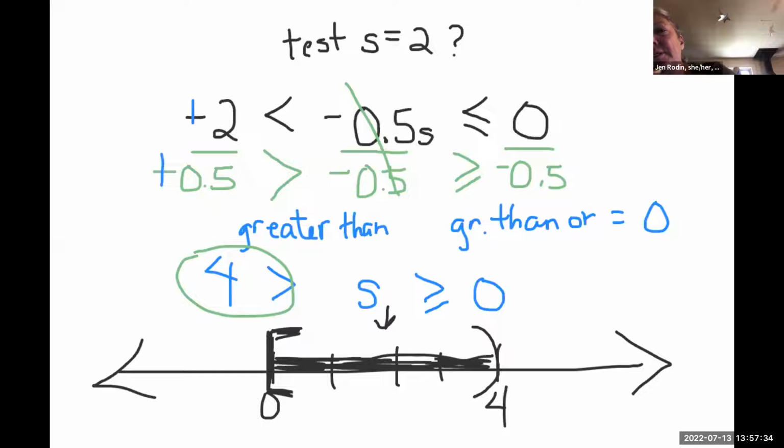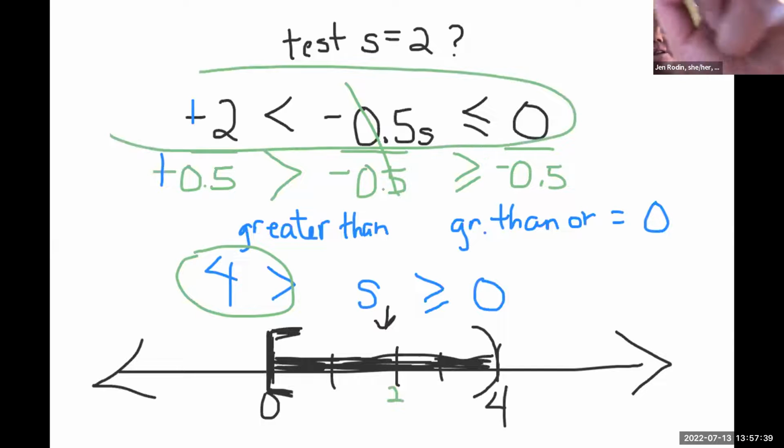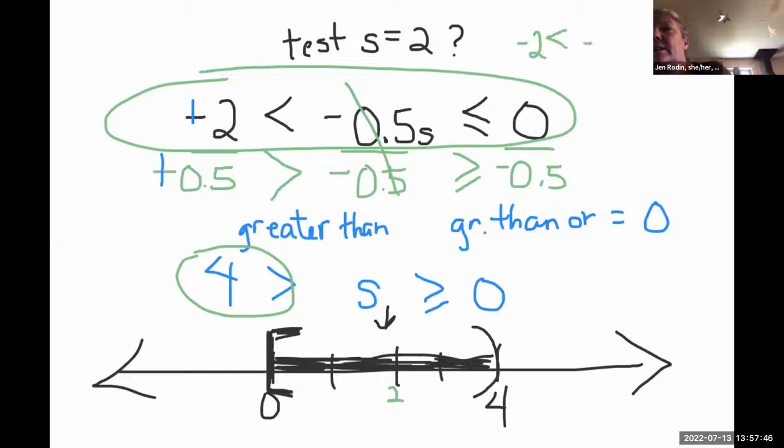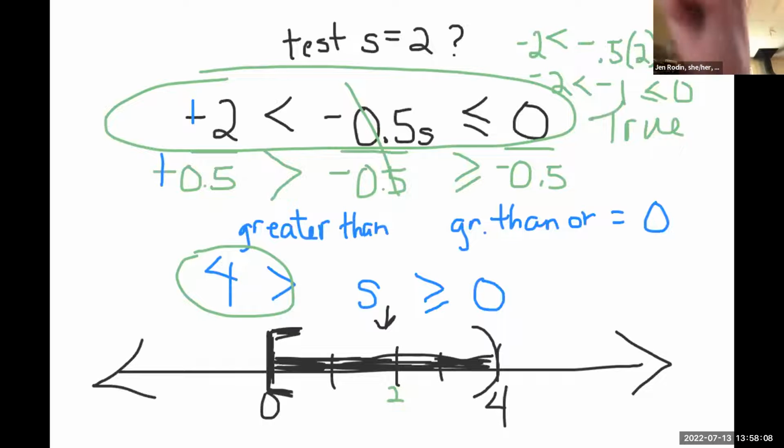It looks like +2 is here in the shaded area. I want to look at the original inequality and make sure that's true. -2 is less than -1/2 of 2, which is less than or equal to 0. So let's see, -2 is less than half of 2, which is 1, which is less than or equal to 0. Yep, so that's true. That's a little harder to check, but you could always check it with a test point.